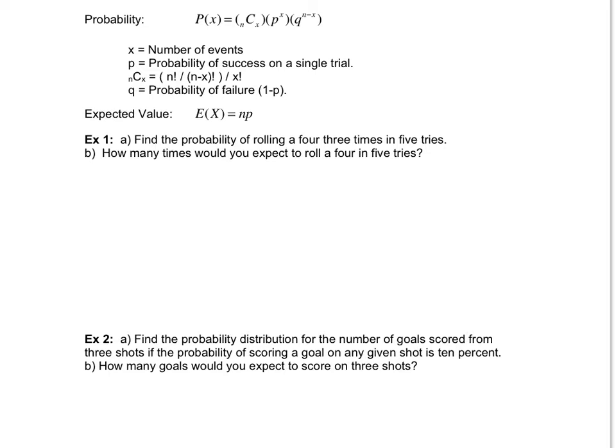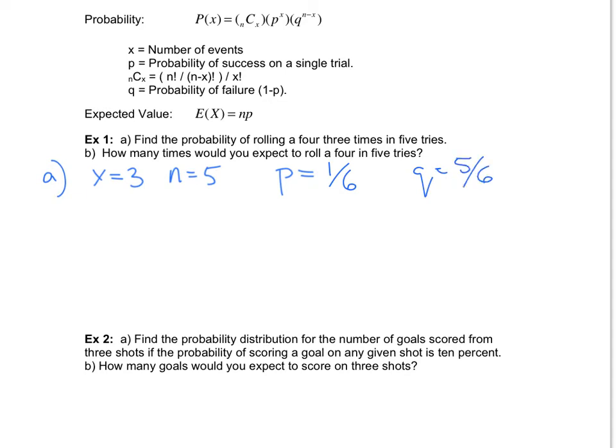So looking at example 1, we want to find the probability of rolling a 4 3 times in 5 tries. Okay, so now let's label all our variables. So x is the number of events that we want to examine. So in this case, we want to figure out how many times we're rolling a 4, 3 times in 5 total tries. So x is going to be your 3, and n is 5. That's your total number of trials. And your success rate, so p, is going to be 1/6, and we're looking at every single trial independently. So every single time you roll a die, you have 1/6 probability of rolling a 4. And so your failure rate is 5/6.